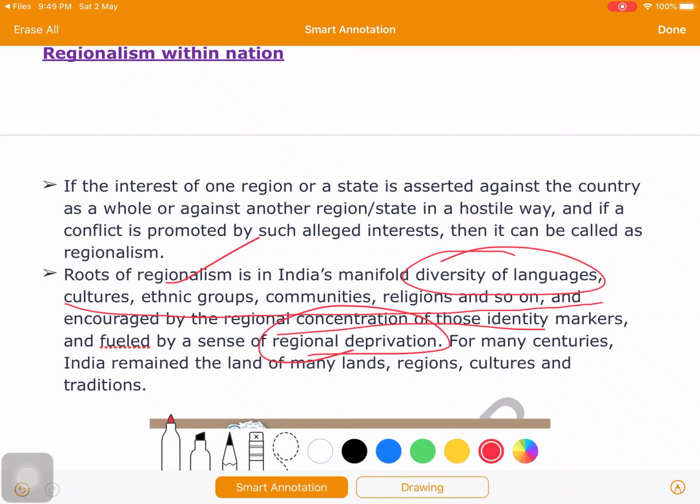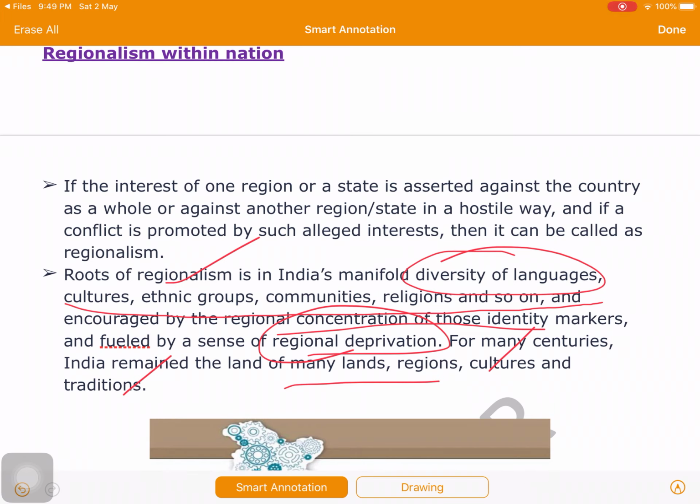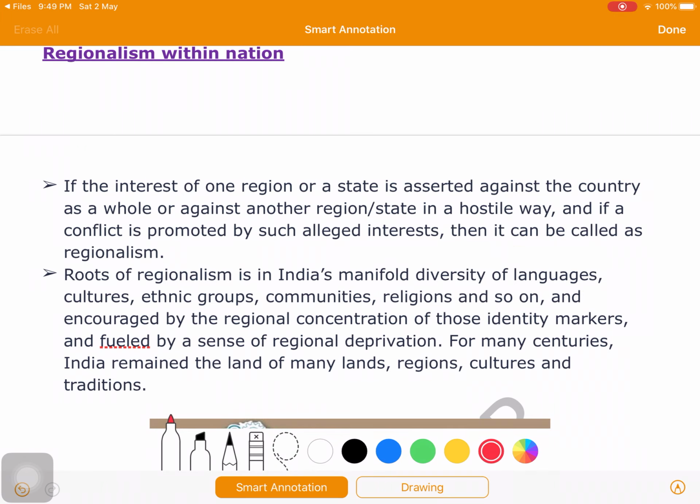Since many centuries, India remained the land of many lands, regions, cultures and traditions. That itself, in a simple way, we can call diversity. And hence, based on this diversity itself, the roots for regionalism in India were encouraged. So for instance, let us take an example.